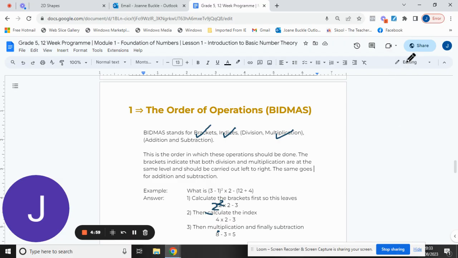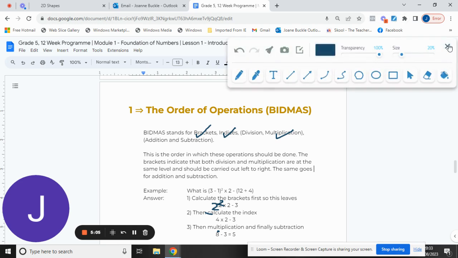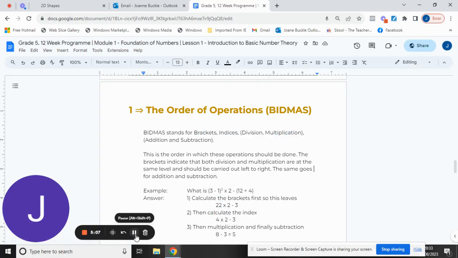Right, I'm just going to pause that for a minute so I can move my pen down. And we'll go on to the next section.